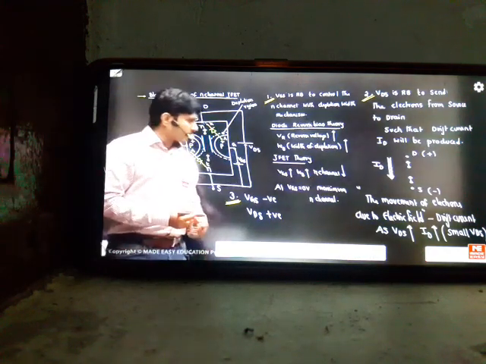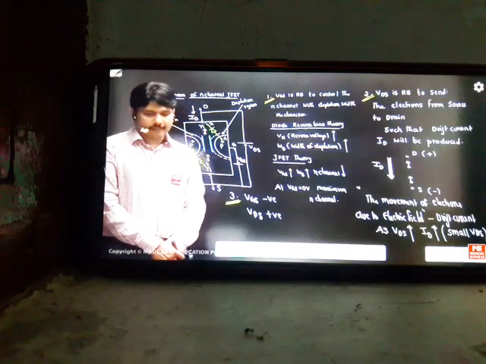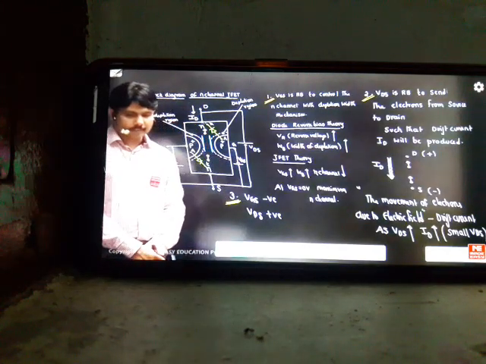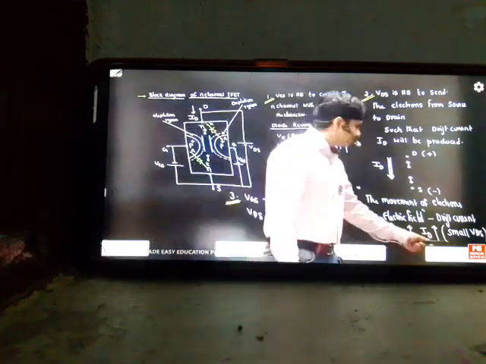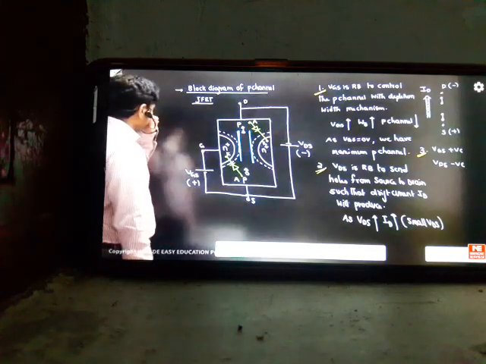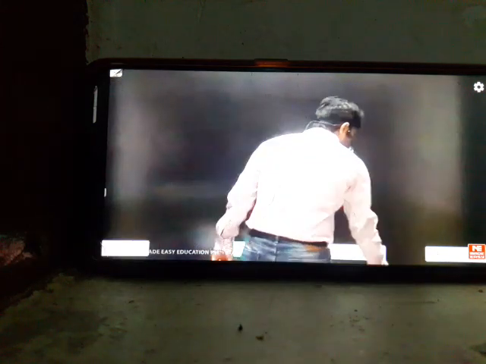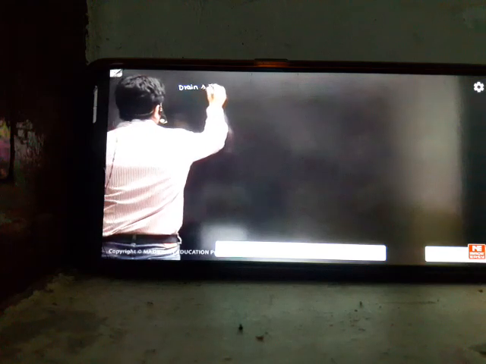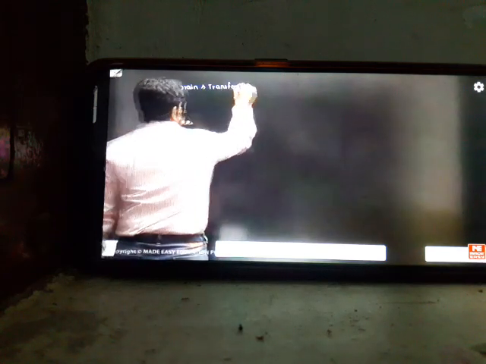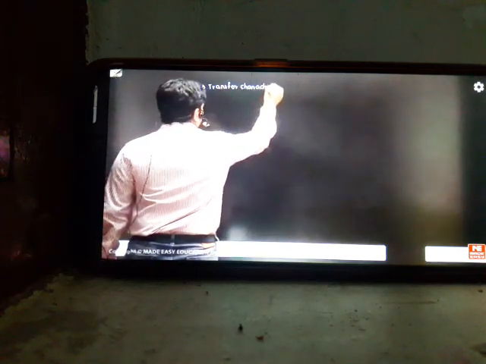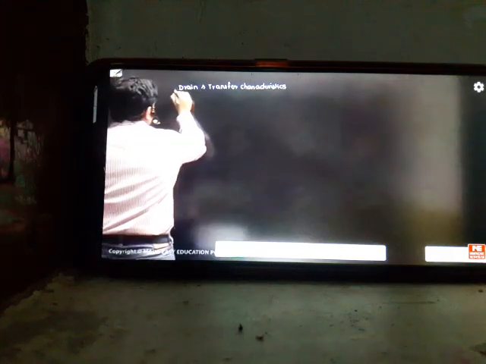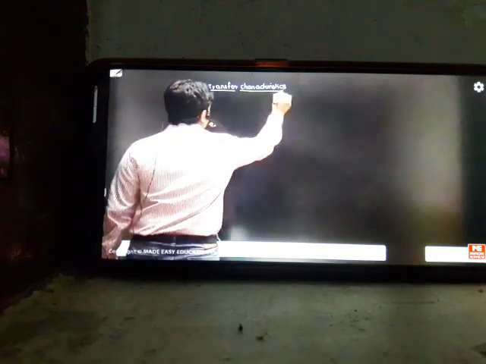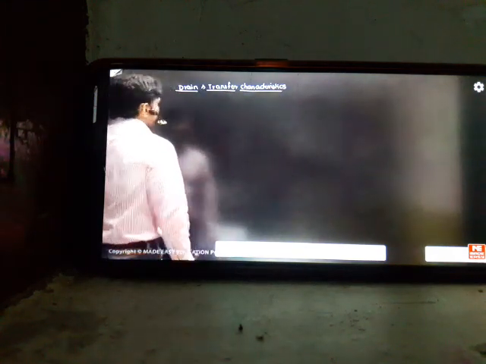Okay, so the next point we'll try to develop is concept number 4. Next subtopic, you can keep the heading. Graphical knowledge, we will understand the concept now. Keep the heading. Next subheading: drain and transfer characteristics. Keep the heading: drain and transfer characteristics of the FET.